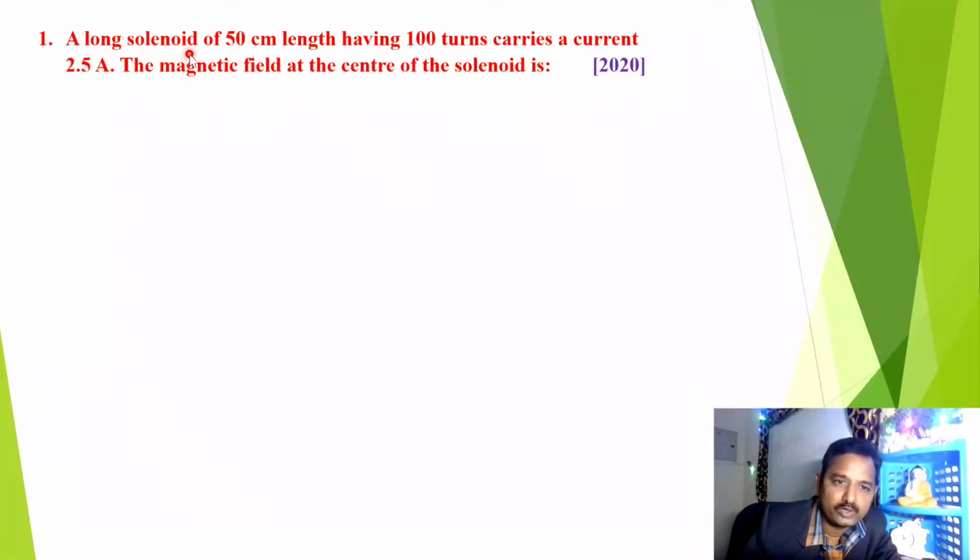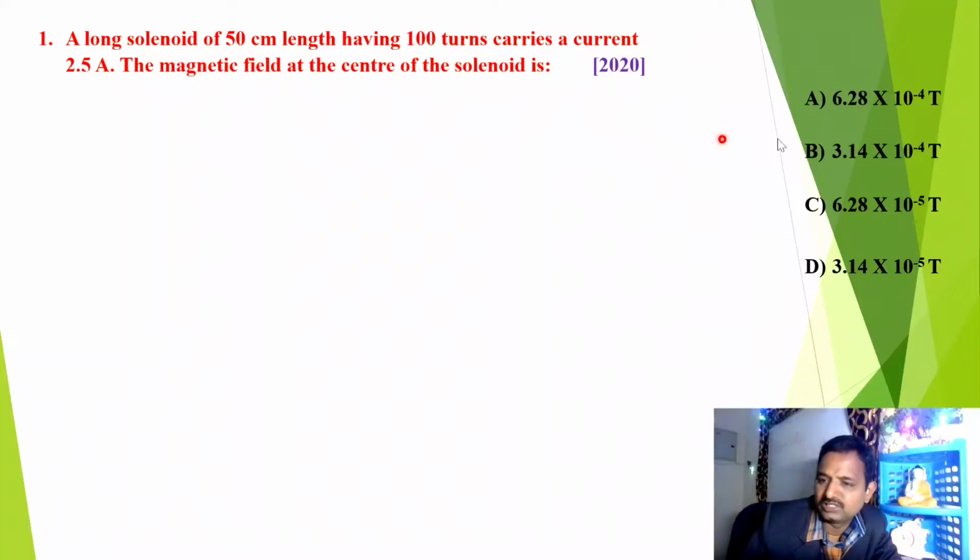A long solenoid of 50 centimeter length having 100 turns carries a current 2.5 ampere. The magnetic field at the center of the solenoid is. It was given in 2020. Options. Option A 6.28 into 10 power minus 4 Tesla. Option B 3.14 into 10 power minus 4 Tesla. Option C 6.28 into 10 power minus 5 Tesla. Option D 3.14 into 10 power minus 5 Tesla.